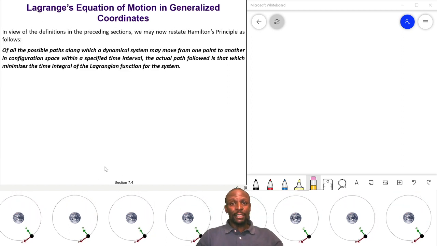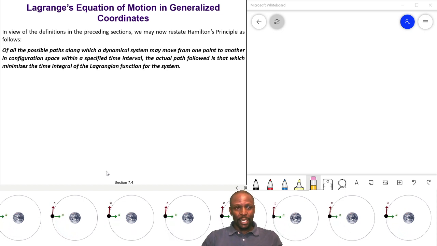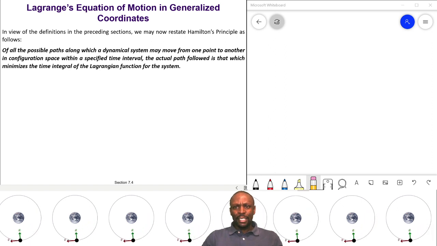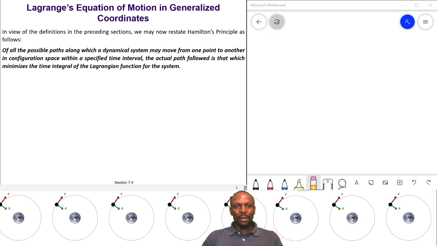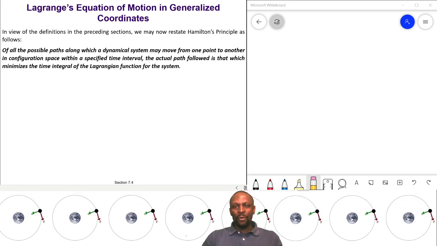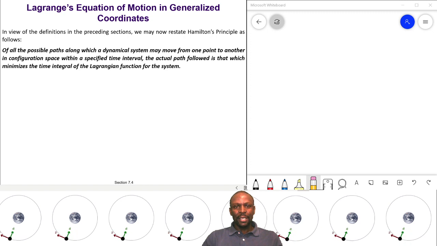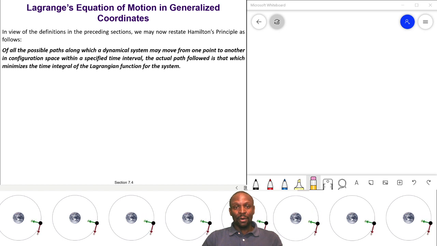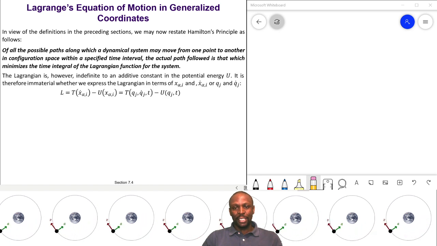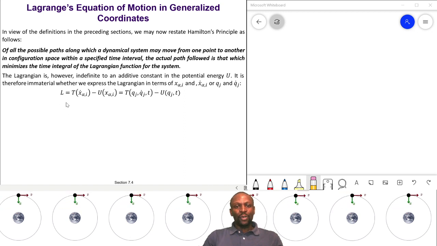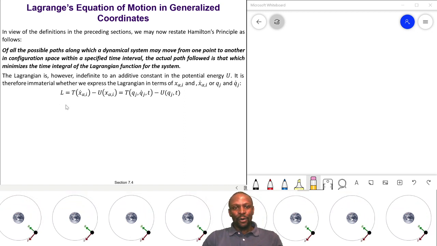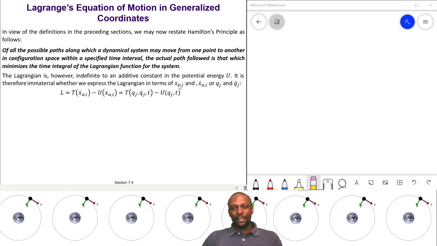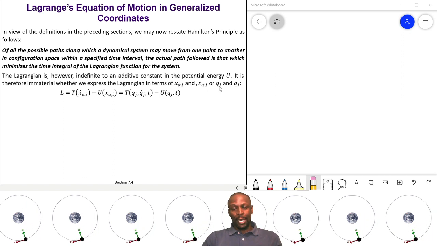Now, let us also talk about the Lagrange equation of motion in a generalized coordinate. Now, in view of the definition in the preceding section, we may now state the Hamiltonian principle as follows. Of all the possible paths along which a dynamic system may move from one point to another in a configuration space within a specified time interval, the actual path followed is that which minimizes the time integral of the Lagrangian function for the system. Right. It is therefore immaterial whether we express the Lagrangian in terms of the specific coordinates or as the generalized coordinates.